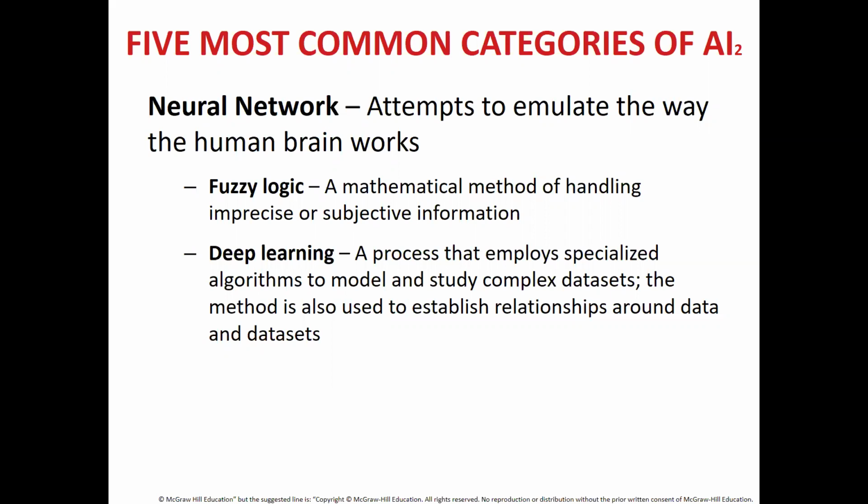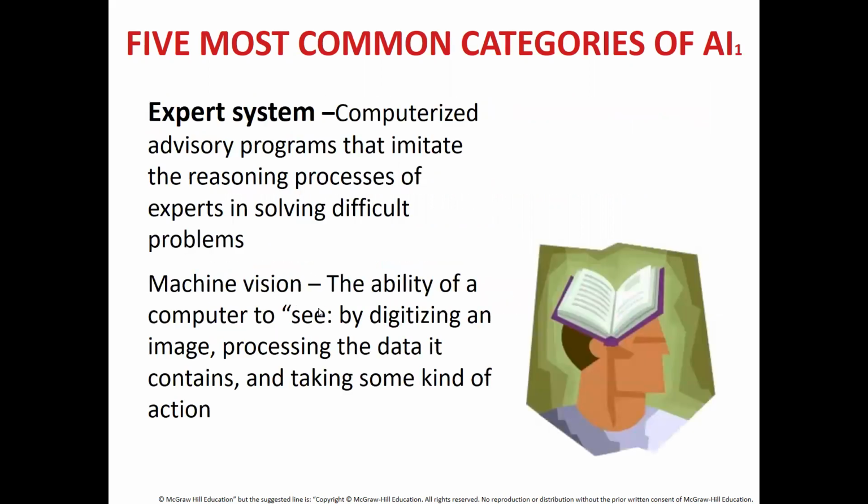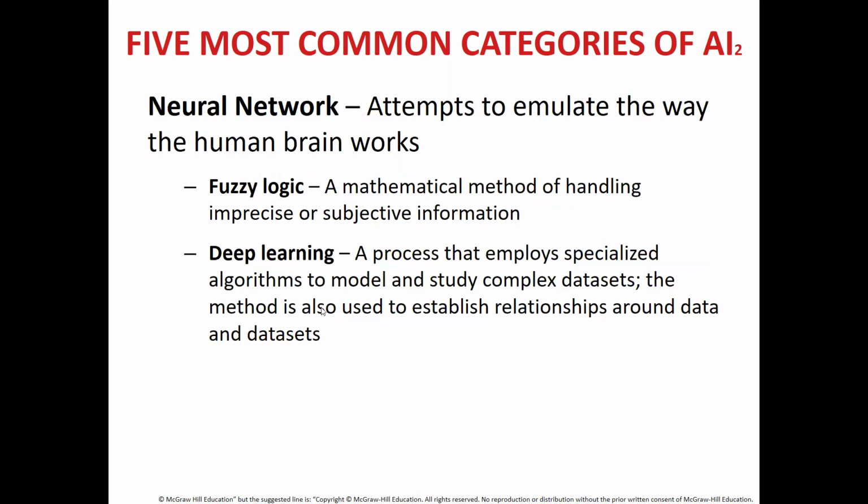So fuzzy logic is truth values of variables in real number between 0 and 1. Generally, fuzzy logic takes a mathematical approach. Mostly they are used in control systems, in engineering purposes, and industrial automation, robotics, etc. Deep learning, a process that employs specialized algorithms to model and study complex data sets. The method is also used to establish relationships around data and data sets.